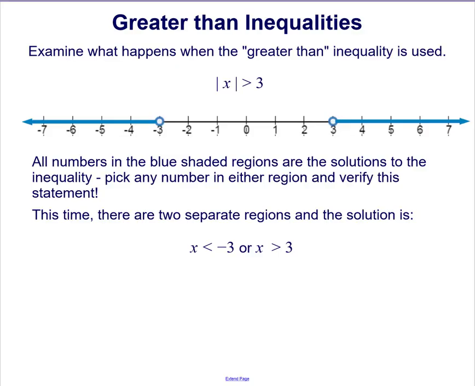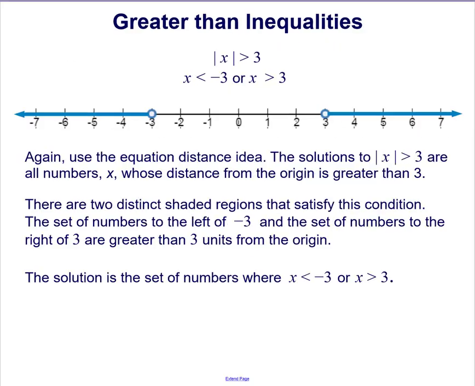This time, there are two separate regions, and the solution will be written as x is less than -3 or x is greater than +3. Again, use the equation distance idea.